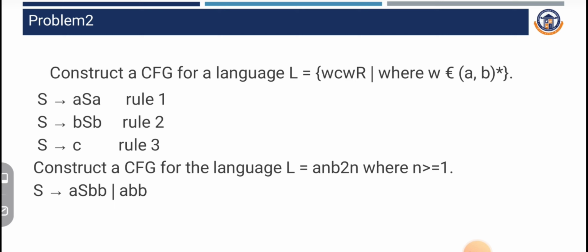Then another problem: construct a context free grammar for the language L equal to n number of A's followed by 2n number of B's, where n is greater than or equal to 1. If you want to print a single A, a double B should be printed immediately. So we are going to generate a grammar based on the VTPS components. S tends to A S B B. For 1 A, 2 B's, that is n number of A's followed by 2n number of B's. If it is 4 A's, then 8 B's will be displayed. Based on that, we generate the grammar.